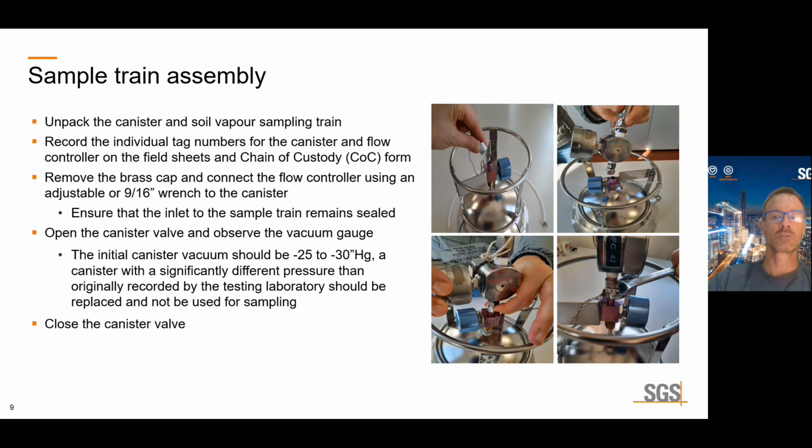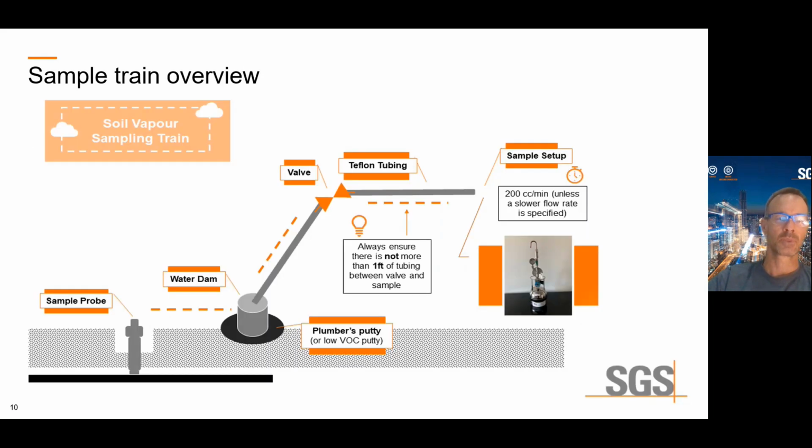Ensuring that the inlet to the flow controller remains sealed, it is also a good idea to check the initial canister vacuum. This should be approximately -25 to -30 inches of mercury. This is merely done by opening the canister valve and observing the vacuum gauge. A canister with significantly different pressure than originally recorded by the laboratory should be replaced and not used for sampling.